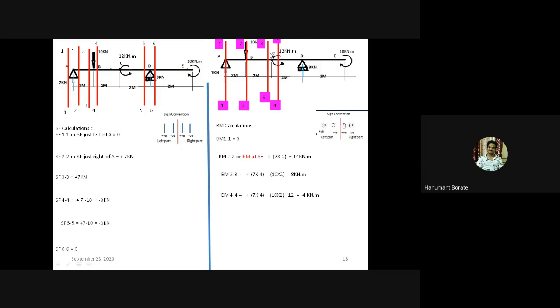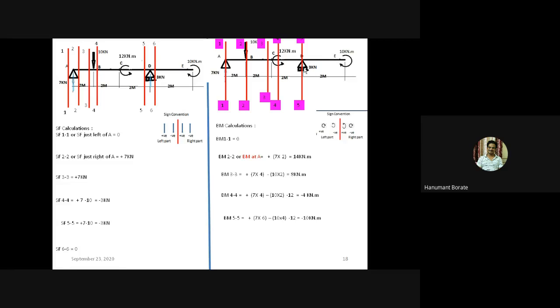Whenever there is a concentrated movement at the left side, that movement doesn't take part in the bending effect, and at the right part that movement takes part in a bending movement, right? So due to that, we need to take sections just left and right. Now the next section will be at the vertical load, that is at point D, section 5. Now we'll do the calculation for section 5.